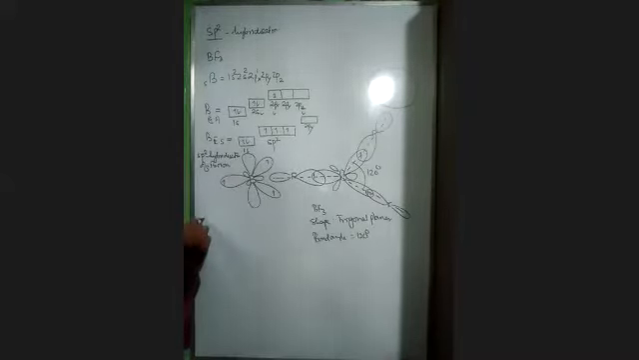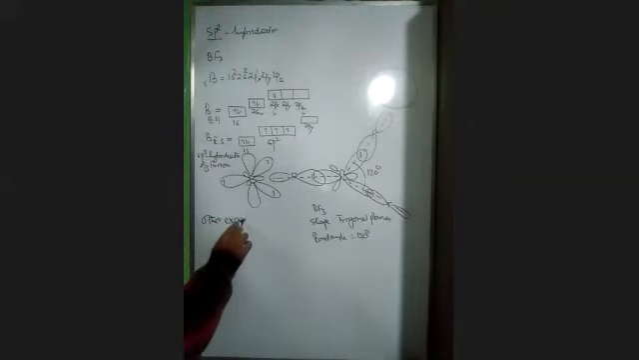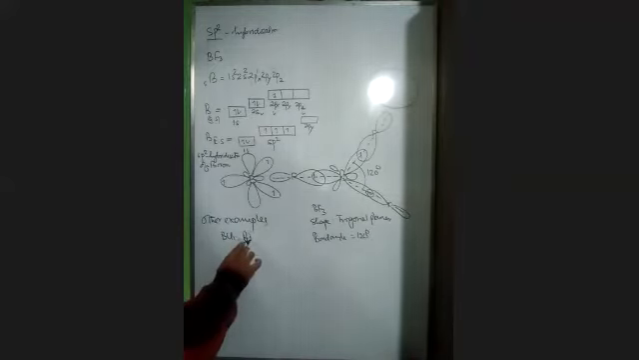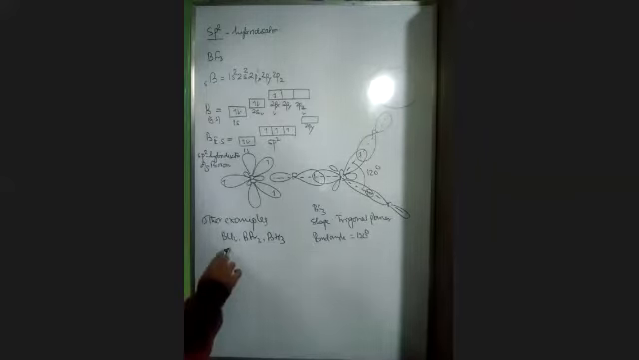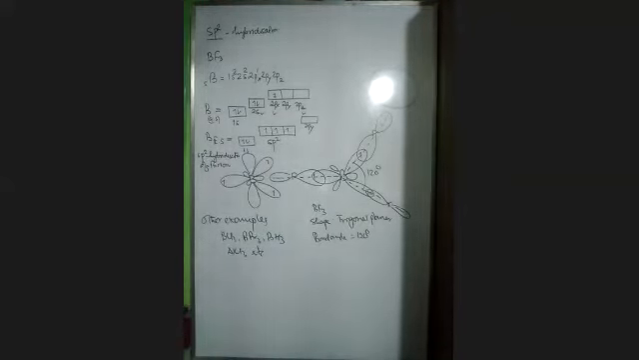Other examples. This is BCl3, BBr3, okay, BH3, then AlCl3, etc. are examples of the sp2 hybridization. So if they have given BCl3, no problem.